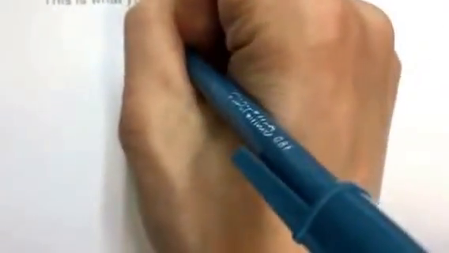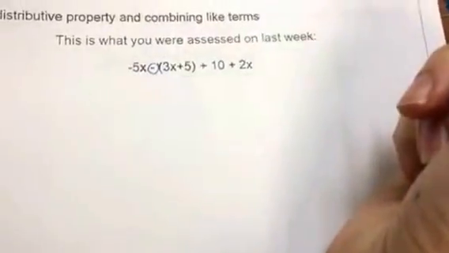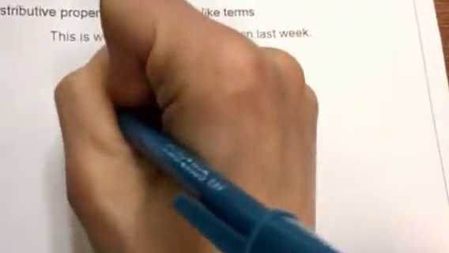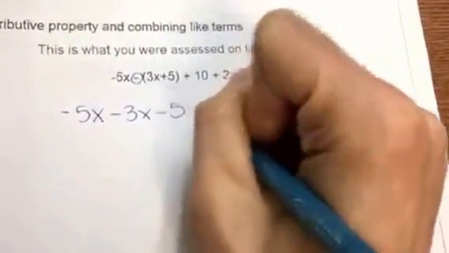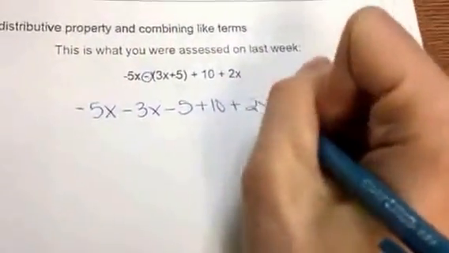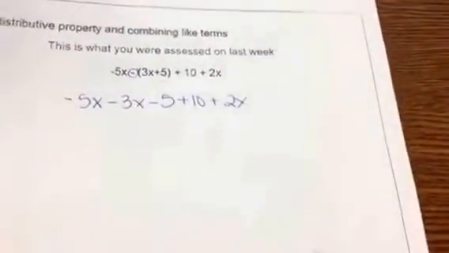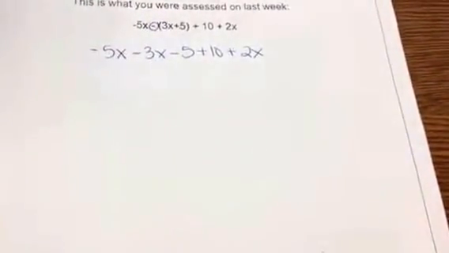So I'm looking at my parentheses and I see that I have a negative sign in front of it. So I know that means I have to distribute my negative. So I'm going to rewrite my entire equation. Negative 5x minus 3x minus 5. Remember, that's because I'm distributing this negative across those two numbers. Plus 10 plus 2x. So the next thing I need to do is I need to combine my like terms.